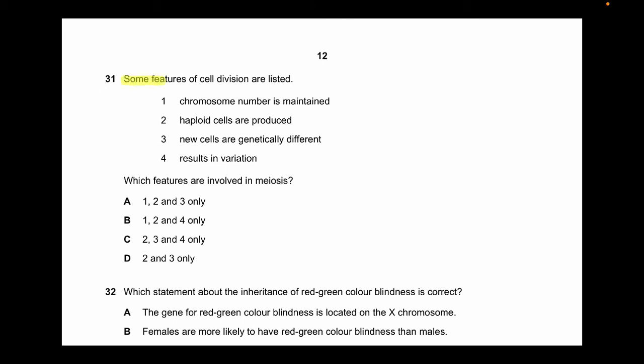Question 31. Some features of cell divisions are listed. Chromosome number is maintained. Haploid cells are produced. New cells are genetically different. Results in variation. Which features are involved in meiosis? We know that in meiosis chromosome numbers are halved, so option 1 is wrong. So A and B are already wrong. Haploid cells are produced in meiosis, in sexual reproduction, yes. New cells are genetically different, yes. They result in variation, yes. So 2, 3, 4 all are correct. So C is correct.